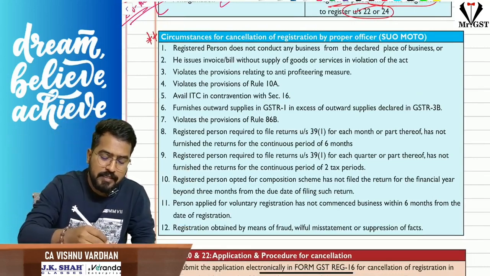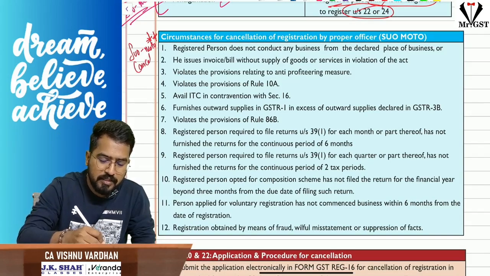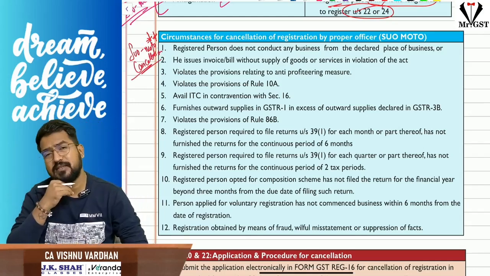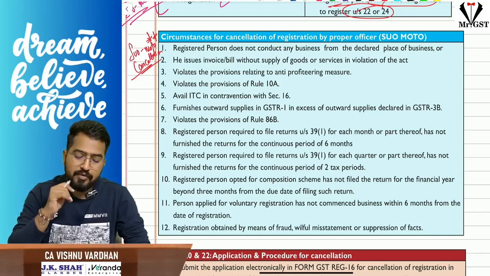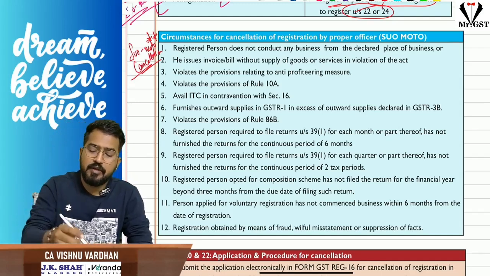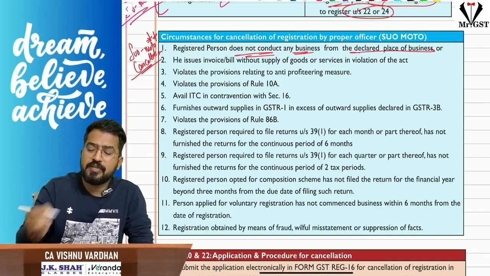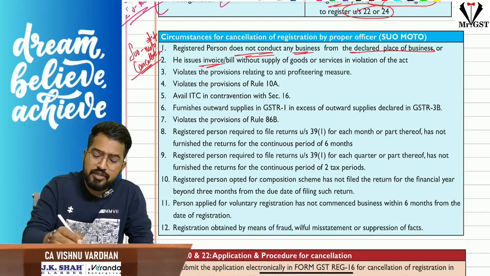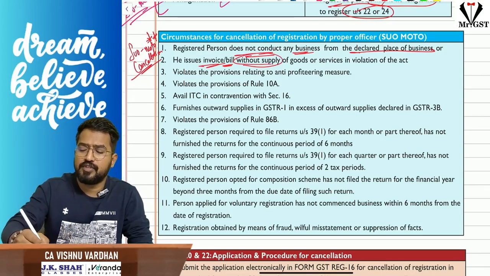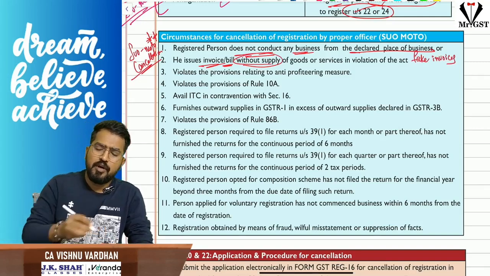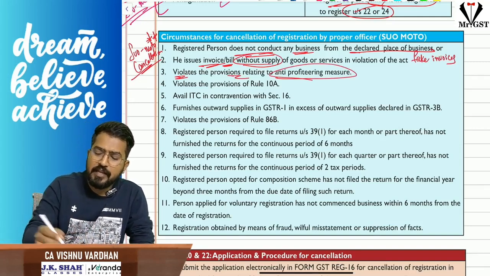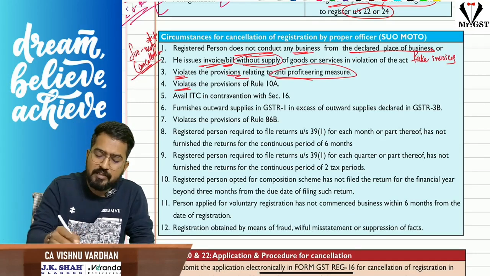These are the reasons for suo motu cancellation by the proper officer. Why will the proper officer cancel your registration? Because you have violated the law. The reasons can be: you are not conducting the business from the declared place of business, or you are issuing invoice or bill without supply of goods or services, that means fake invoices. You are violating the provisions relating to anti-profiteering measures. You are violating the provisions of Rule 10A.